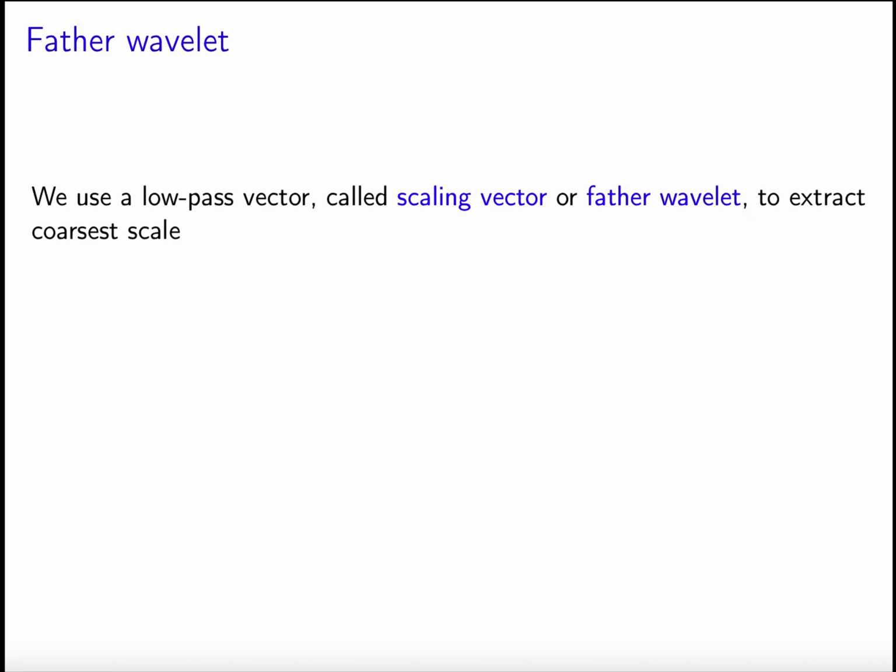The way we're going to go about this is we're going to start with a very concrete example, just so that you get a little bit like the visual intuition about what is going on when you do wavelet analysis. And then we're going to take a step back and try to formulate a mathematical framework that corresponds to this analysis, okay? But first, let's go through an example to make sure that we get the intuition. So we're going to use a low-pass vector called the scaling vector or father wavelet to extract the coarsest scale.